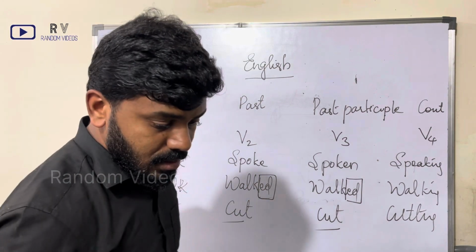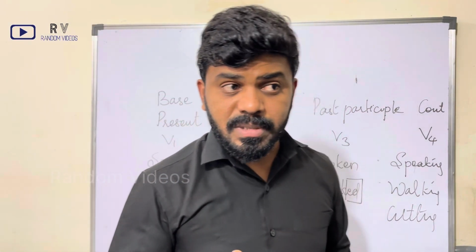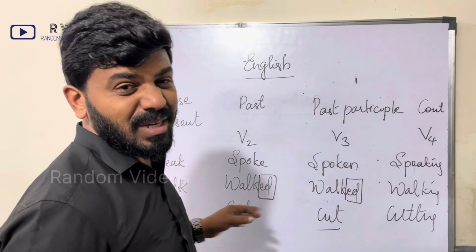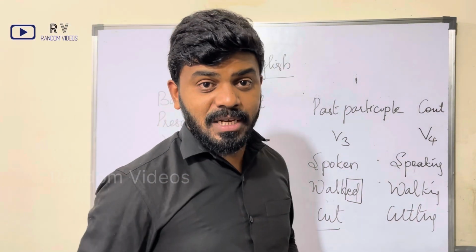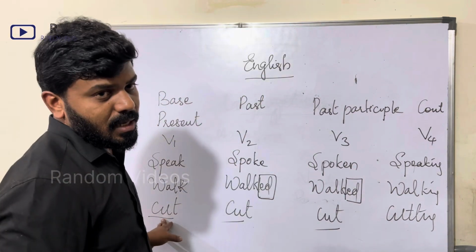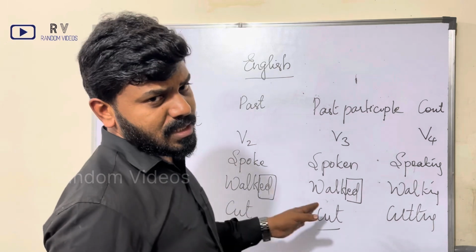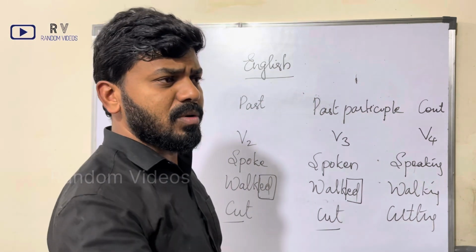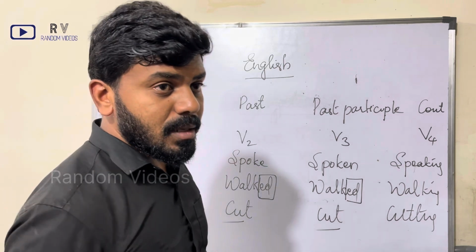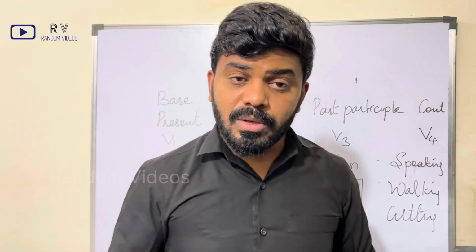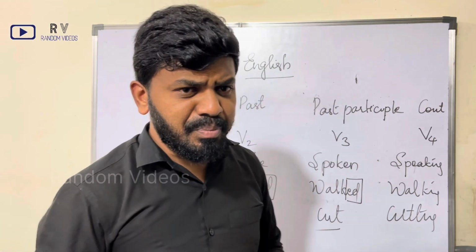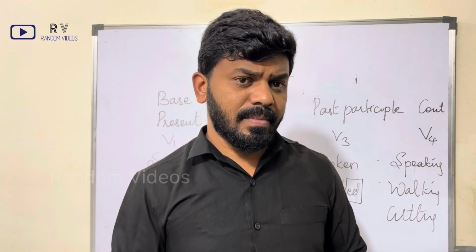Of course, some of the students also make a lot of mistakes while writing the past form of cut, put, hit, beat. The past form of cut is cut. Past participle is cut. Put remains put, putting. And when you speak, be very careful when you use the word beat. The past form of beat is beat itself.